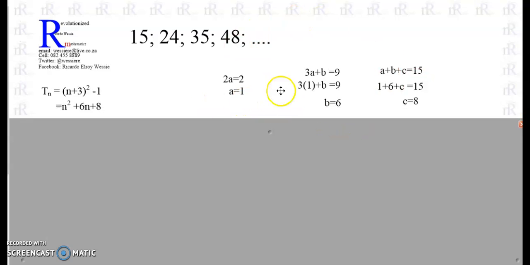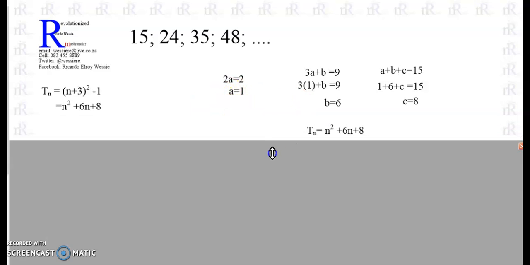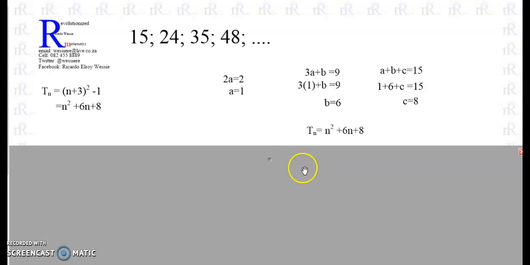So if I have to give this general term, I will be saying that t of n is equal to a n squared plus b n plus c. My a value is 1, my b value is 6, and my c value is 8.